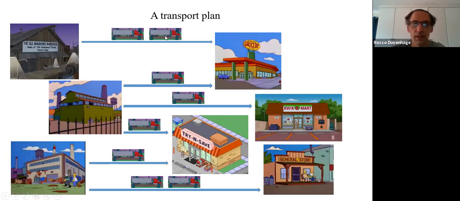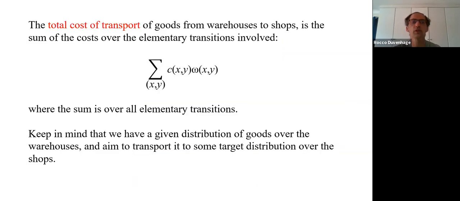So in other words, you may have 2 trucks going from this warehouse to that one, truck going from this one to that one, from this one to that one, etc. So if you specify how many trucks go from this warehouse to that shop, if you give that number for all the elementary transitions, then we call it a transport plan. So the total cost of the transport is then the cost of a particular elementary transition times the number of times that elementary transition is used. And you sum all of that up. That's the total cost of transport.